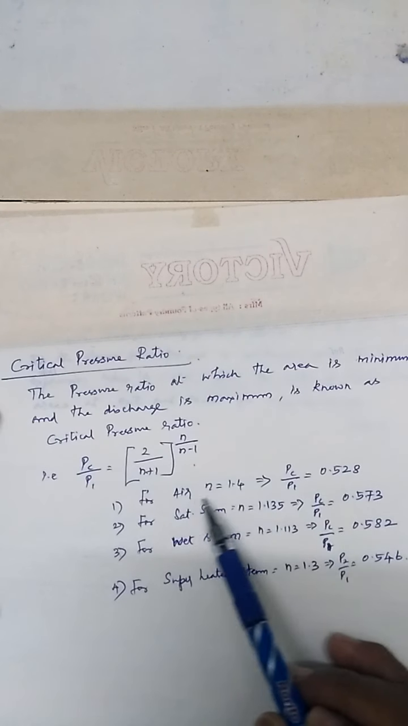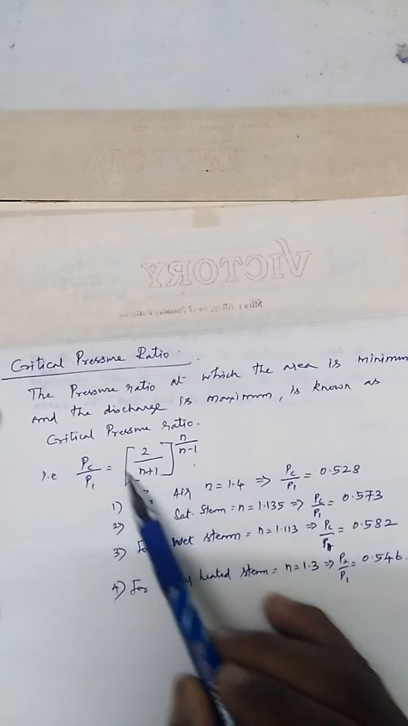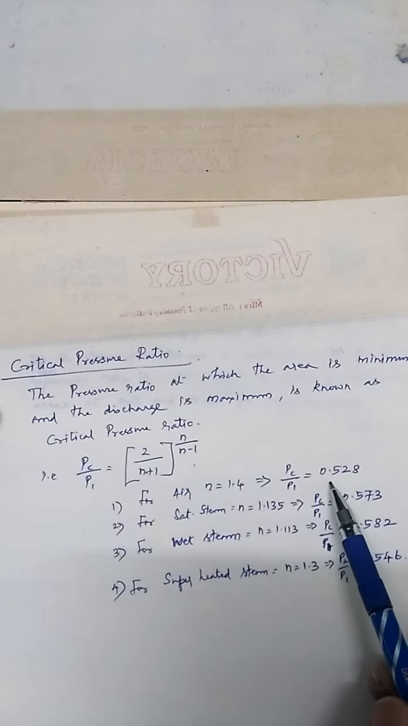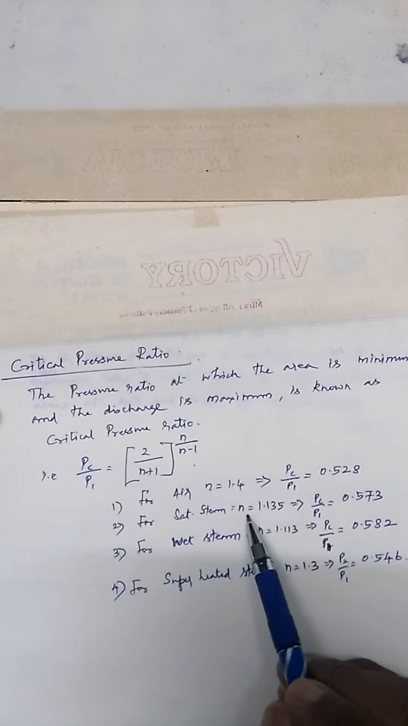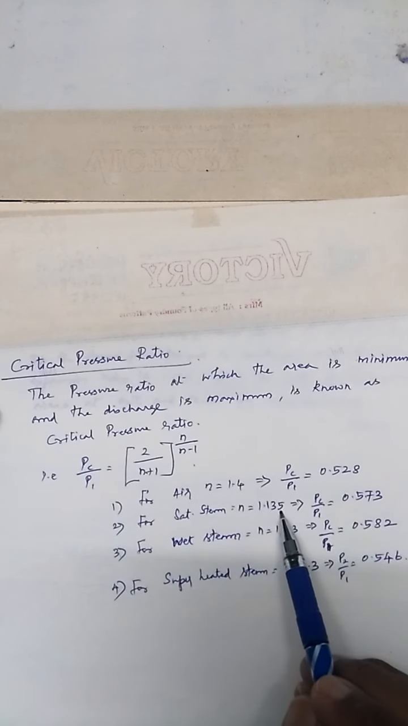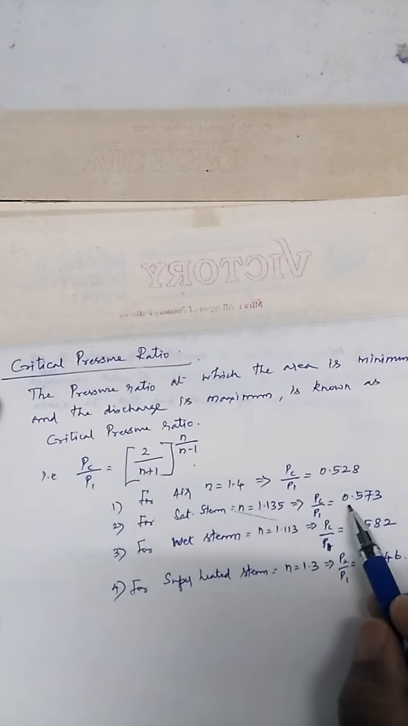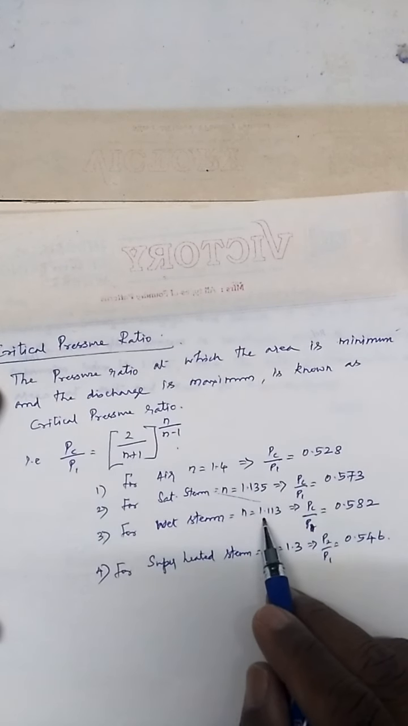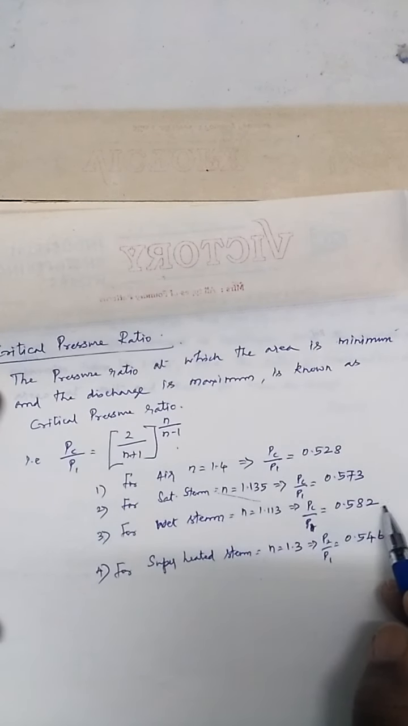For example, if it is air, n will be 1.4. So if you substitute 1.4 here, this will become a constant. So Pc by P1 will be equal to 0.528. So for air, the critical pressure ratio will be 0.528, and for saturated steam we will put n equal to 1.135 index value. That gives our Pc by P1 as 0.573. And similarly for wet steam, n will be 1.113, so the critical pressure ratio comes to 0.582.